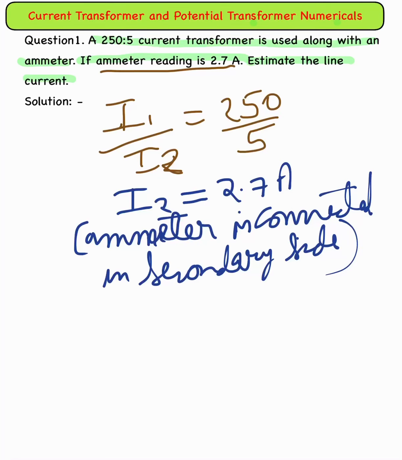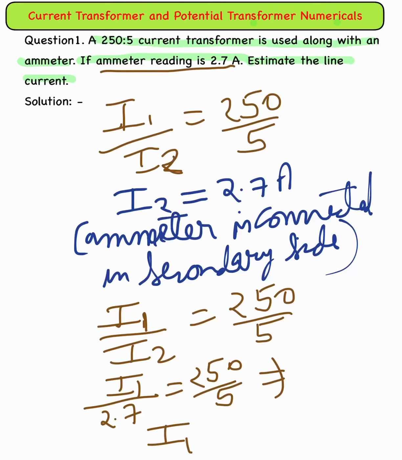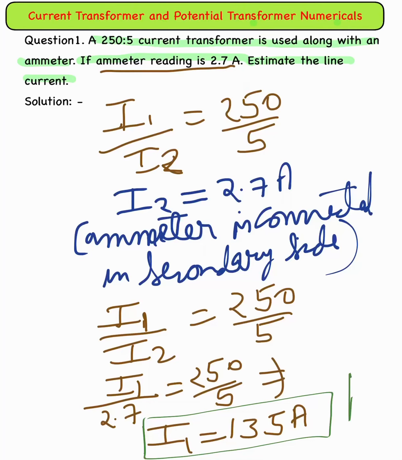Now come to the topic: I1 upon I2 is equal to 250 upon 5, where I2 is equal to 2.7, meaning I1 upon 2.7 is equal to 250 upon 5. So we have to calculate the value of I1. So I1 is equal to 135 ampere. That is the value of line current, I1 is equal to 135 ampere. So this is the answer.